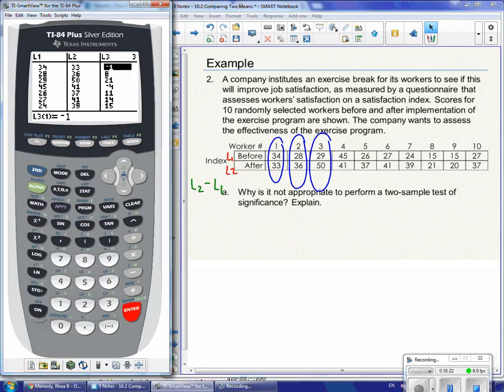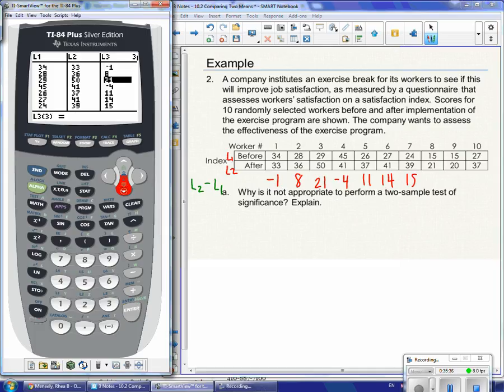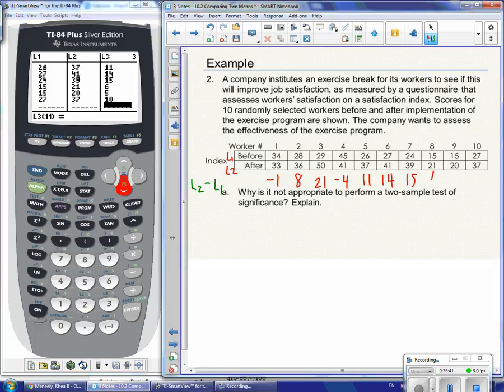And so what I would do then is just maybe jot down these numbers. So this is a -1. We've got 8, 21, -4, 11, 14, 15. And then if I scroll down, I'll get the rest of that. 15, and then we've got 6, 5, and 10. Okay, so we can see for the majority of individuals that their rate went up or their satisfaction on the index went up a little bit. Is it significant? I don't know.